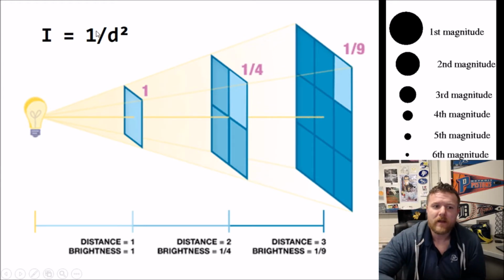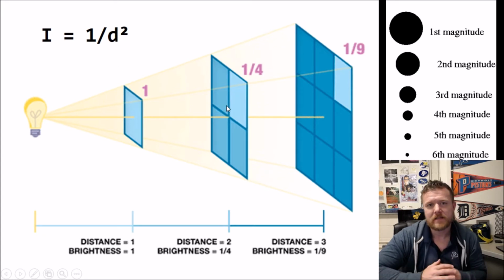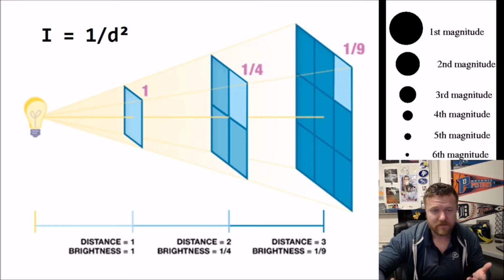The inverse square law of light is 1 over the distance squared. And again, here is an exponent in the denominator. So if you increase the distance, the brightness is going to drop by a factor of a square. Think of it this way. If you are a distance of 1 away, all of the light that can go through this little box is going to hit that little box.